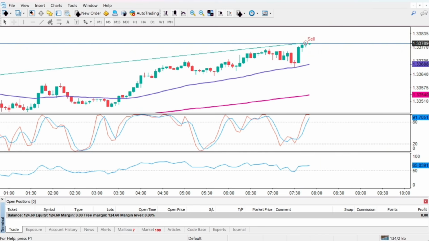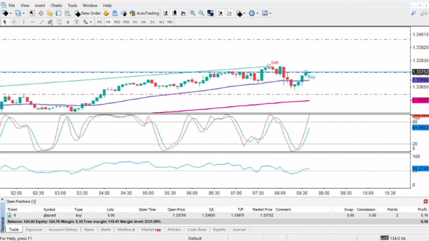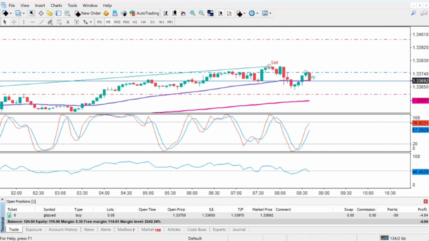But hey, let's not get carried away. The market loves to humble you right after a win streak. Alright, next setup rolling in. Buy entry at 1.33750. Stop loss set 15 pips below, target 22.5 pips above. Lot size at 0.08, keeping the risk steady.